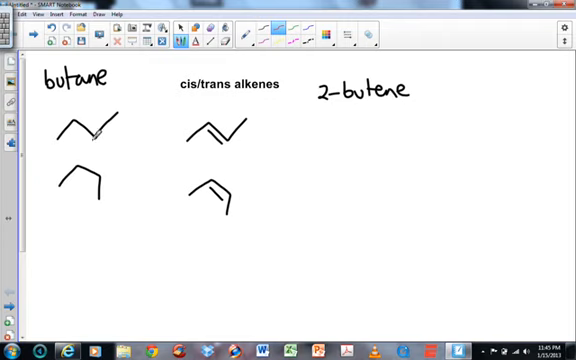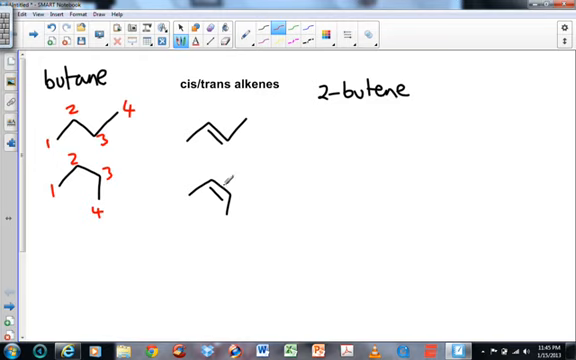You can draw butane out a bunch of different ways. One way is a zigzag like this, another way where it's not a zigzag, but these two are actually still the same compound, alright, because they're still 4 carbons in a row, no matter how you arrange them. If you make something called 2-butene though, butene is an alkene with 4 carbons and a double bond in the middle.